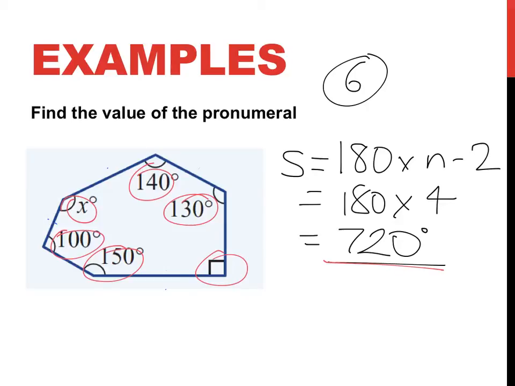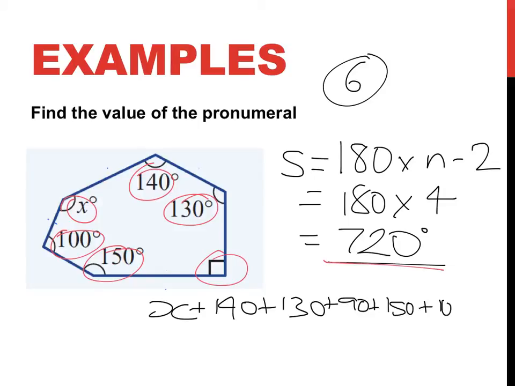Okay, so you can do this a number of ways. I'm going to again solve it algebraically. You don't have to do it this way. You can just go 720 minus 90 minus 130 minus 140 minus 150 minus 100. But I'm going to go x plus 140 plus 130, plus 90, plus 150, plus 100 equals 720. Okay, if I add that 140, 130, 90, 150, 100, if I add them all up, I get 610.